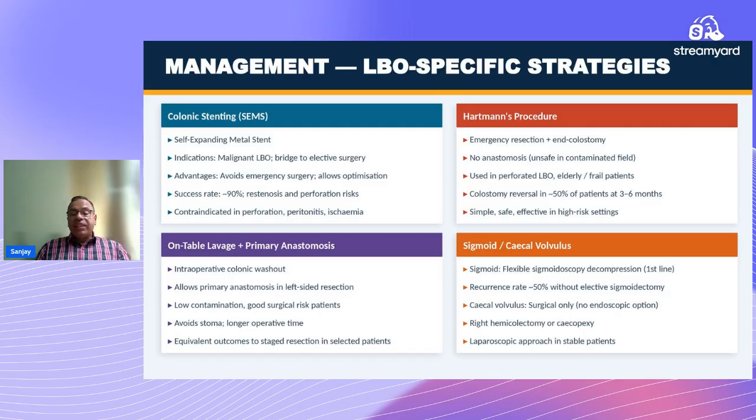In sigmoid and cecal volvulus, the first step is a flexible sigmoidoscopic decompression, which is the first line of treatment. But the recurrence rate is 50% without any elective sigmoidectomy. And in cecal volvulus, surgery is the only option. Here, the endoscopic option is quite limited, and many of these patients would undergo either a right hemicolectomy or a cecopexy. Laparoscopic approach is much better than open approach, especially in patients who are hemodynamically stable.